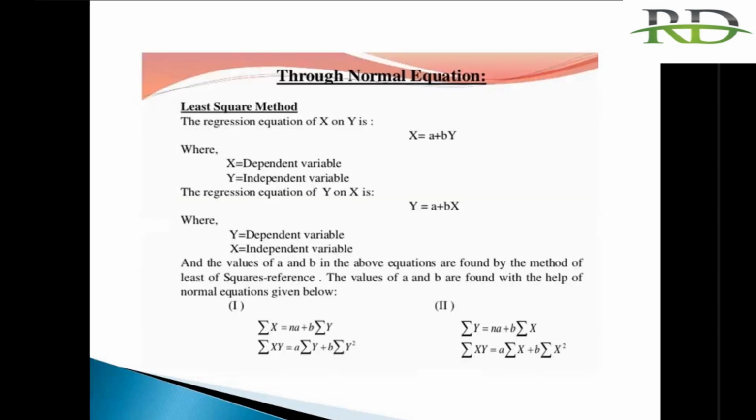And see here, this is the regression coefficient. This is x on y, so here x is the dependent variable and y is independent. While here y is dependent and x is independent. This is the intercept term. It means if we have no change in x, then what is the value of y?